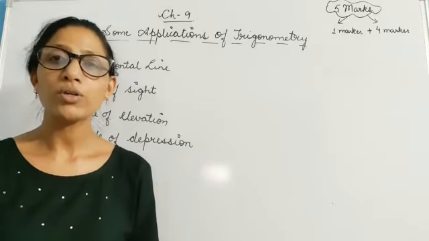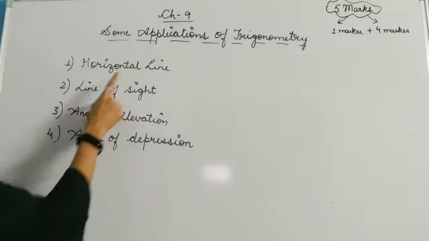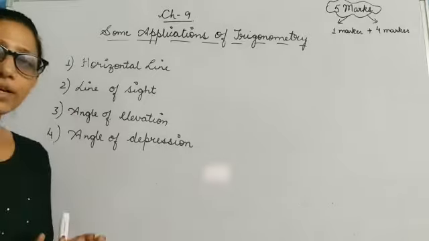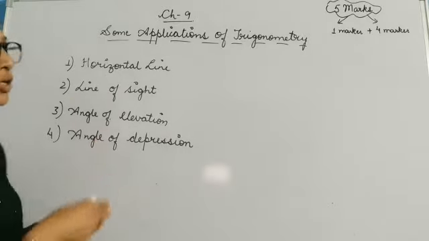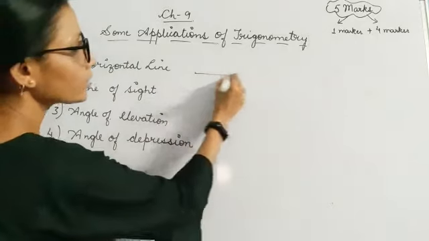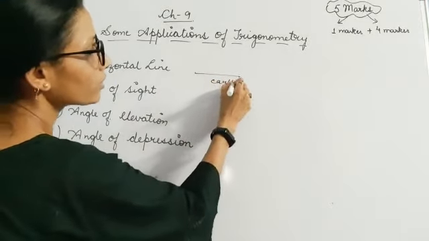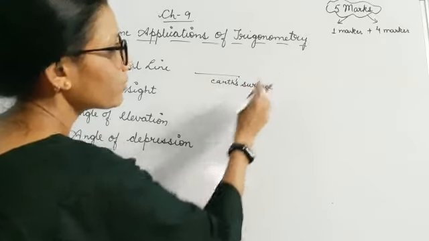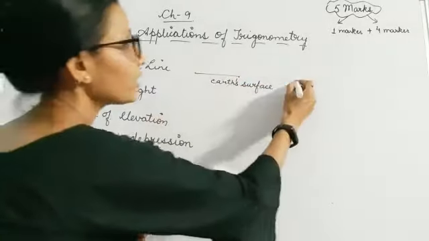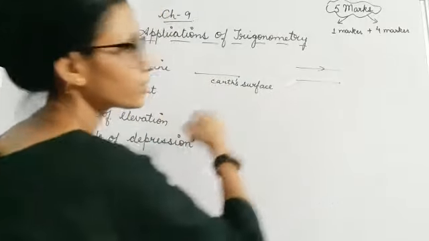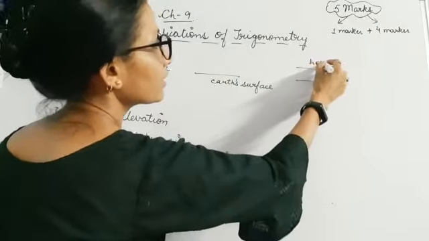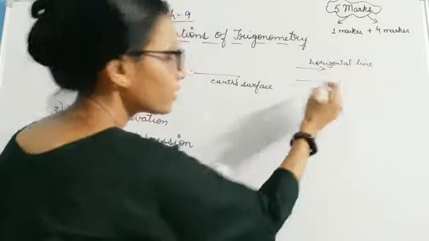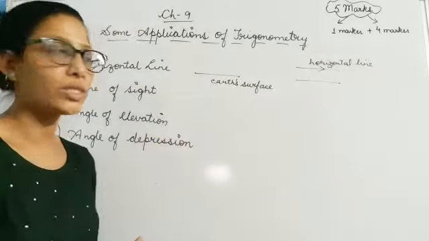And the 4 terminologies are horizontal line, line of sight, angle of elevation and angle of depression. Let's define them one by one. Children, horizontal line here is taken as Earth's surface. So Earth's surface is your horizontal line. Now here, if it is not Earth's surface and if the line is drawn parallel to Earth's surface, then again this can be taken as your horizontal line. But here the line which is parallel to the earth should be taken as horizontal line.